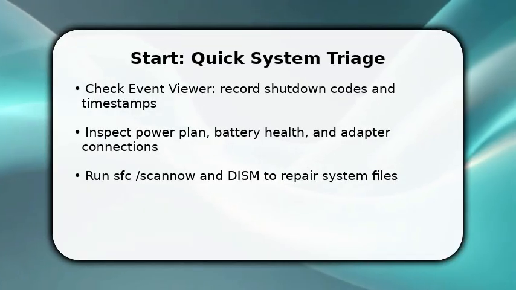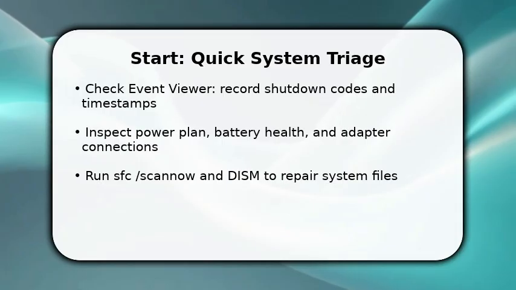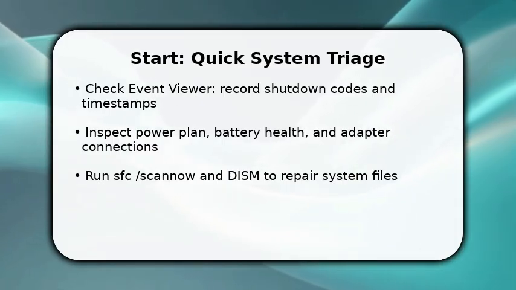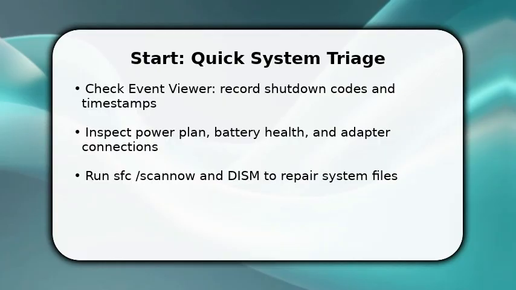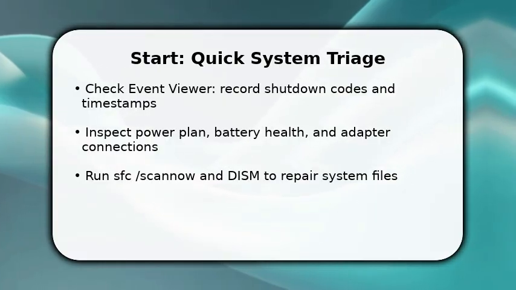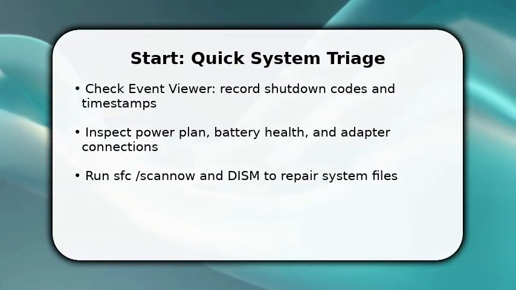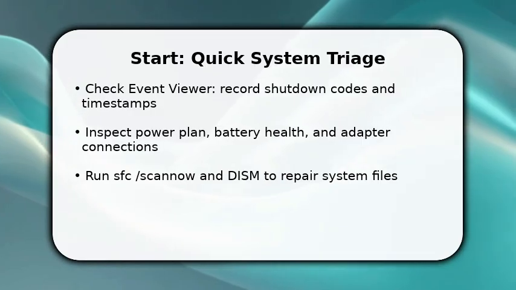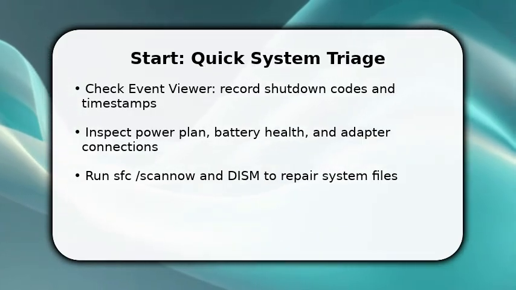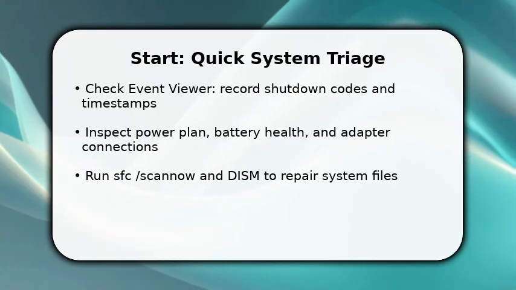You'll begin by collecting evidence and repairing obvious system corruption. Open Event Viewer and note the shutdown error ID and times so you know what to target. Next, confirm power hardware. Test the adapter, battery, and power plan settings. Make sure sleep and hybrid options are off.